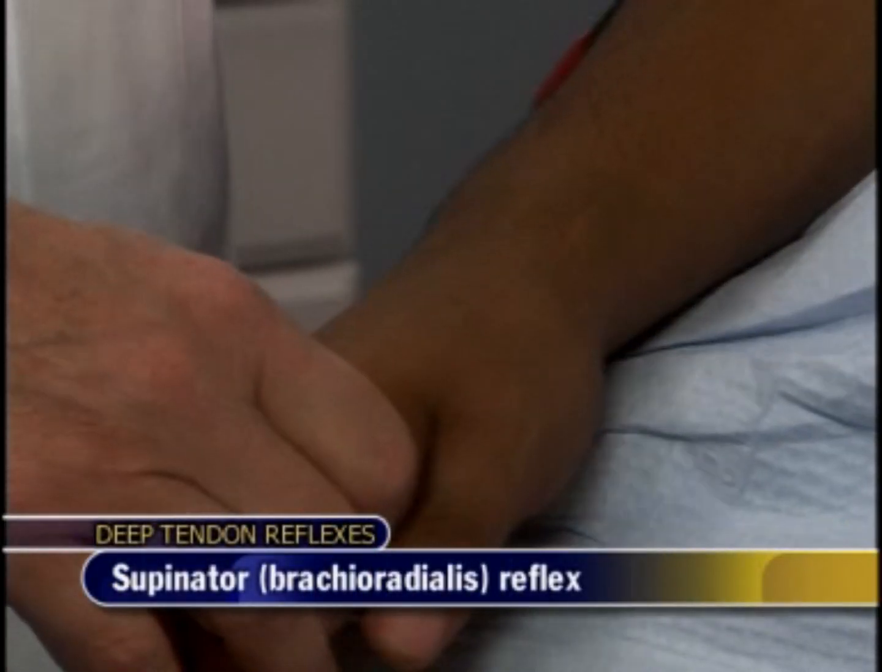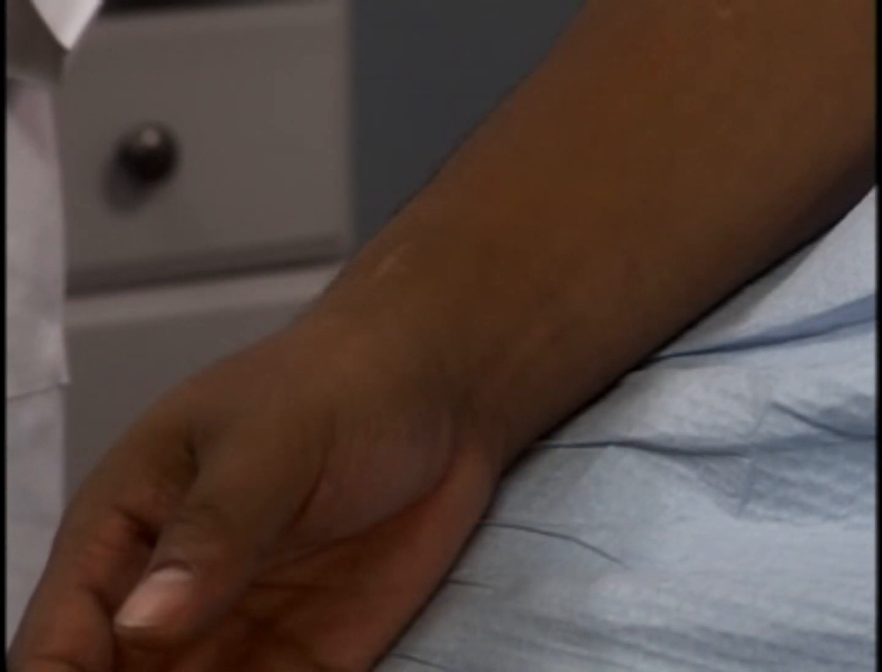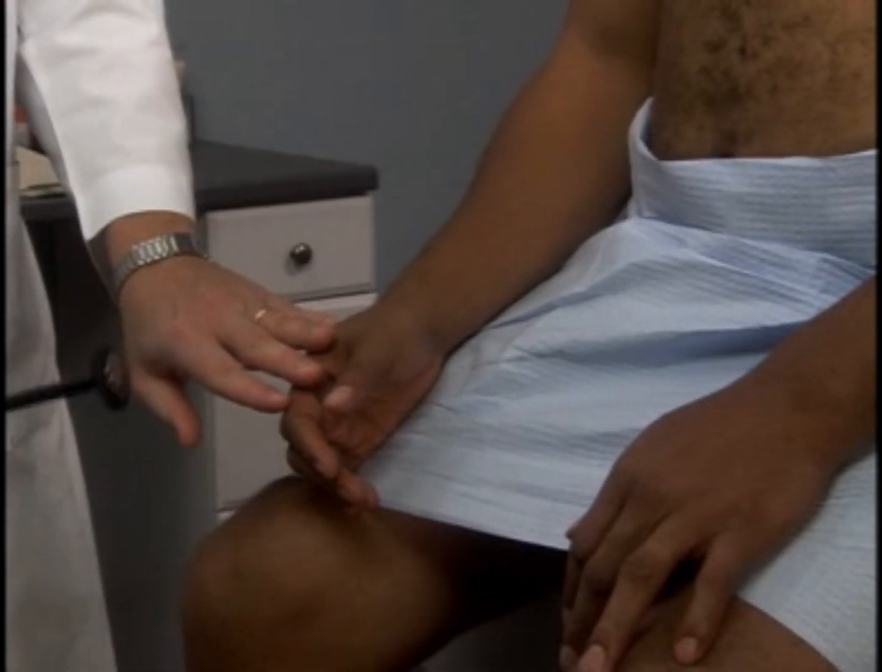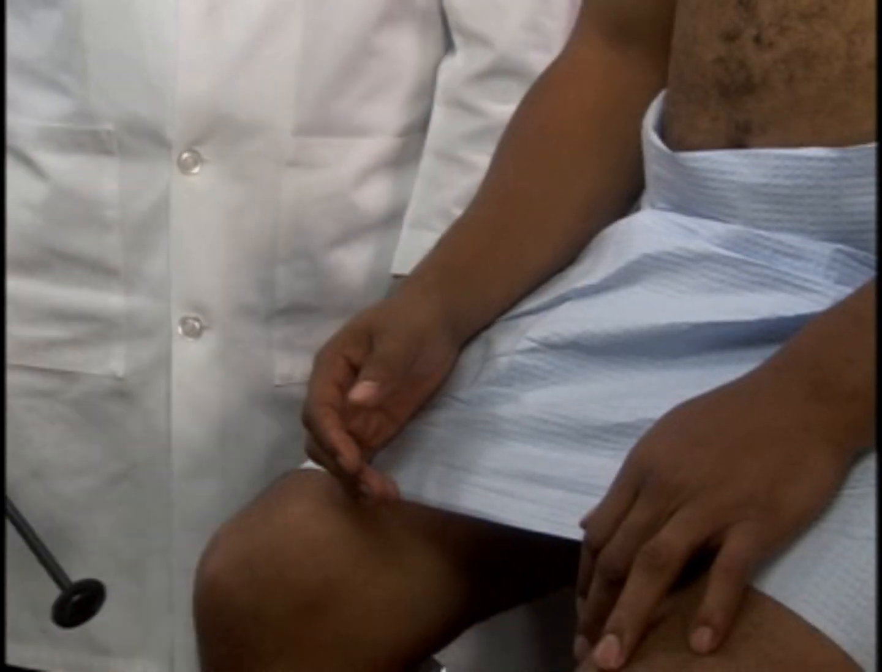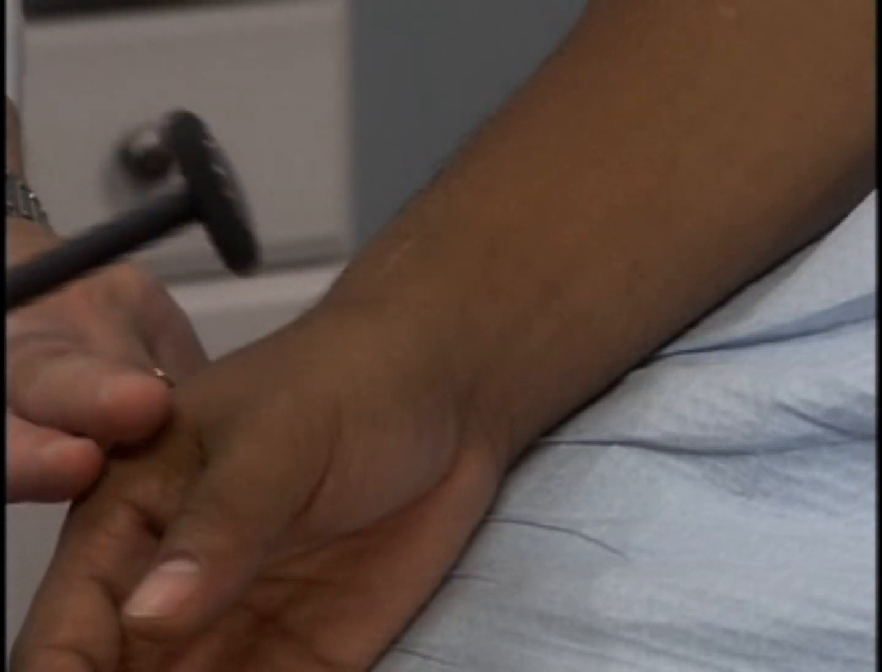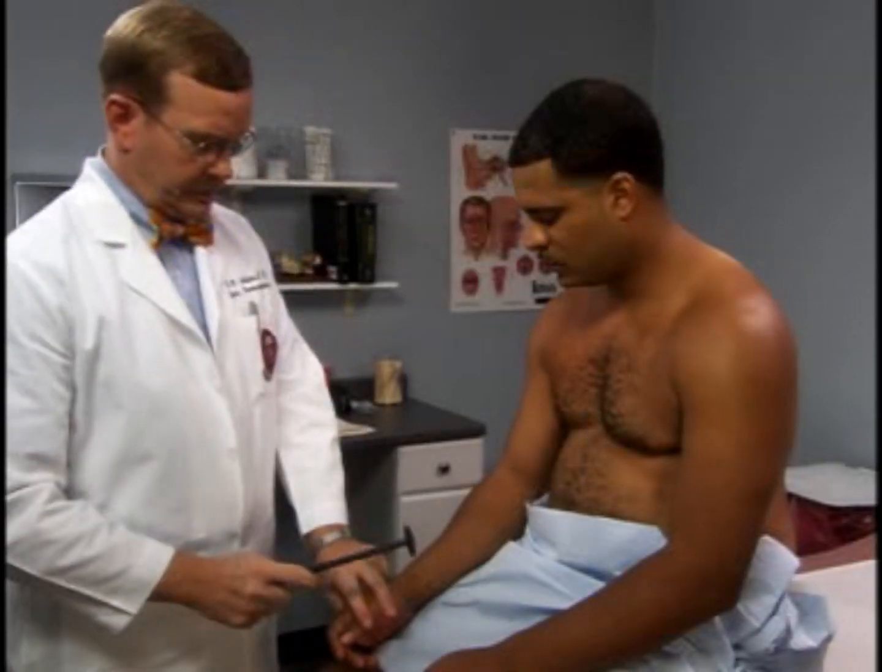To elicit the supinator or brachioradialis reflex, the patient's forearms should rest on the lap with the palms down and externally rotated slightly. When the patient is ready, strike the radius 1 to 2 inches above the wrist. Observe for flexion and supination of the forearm. Again you see 2 plus responses.